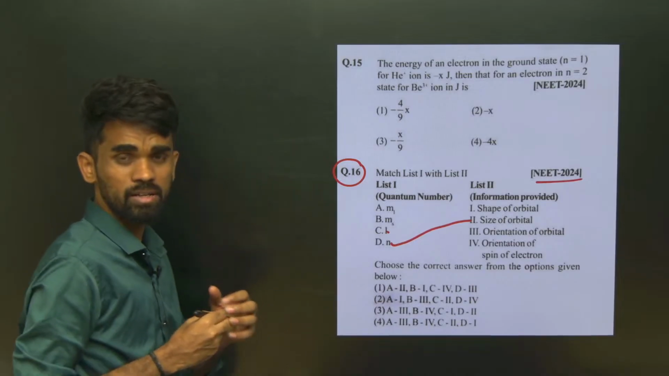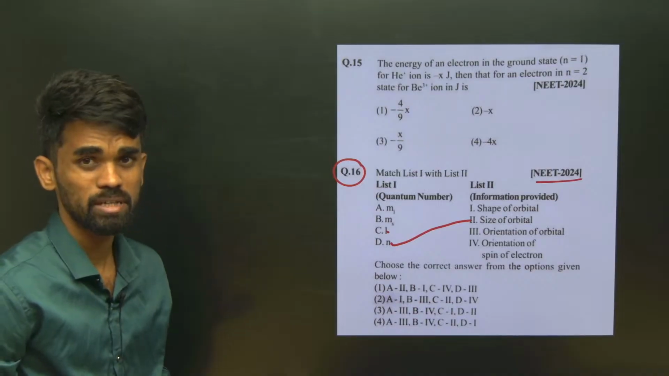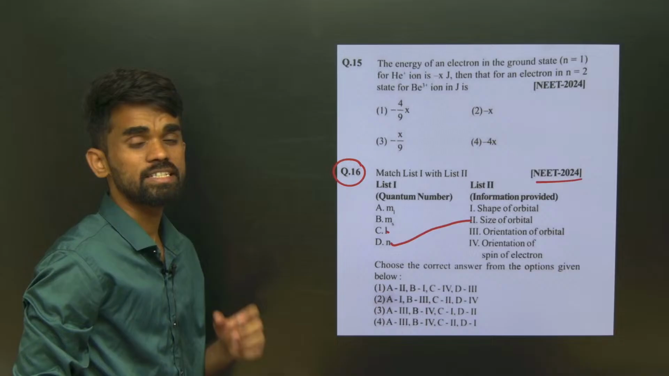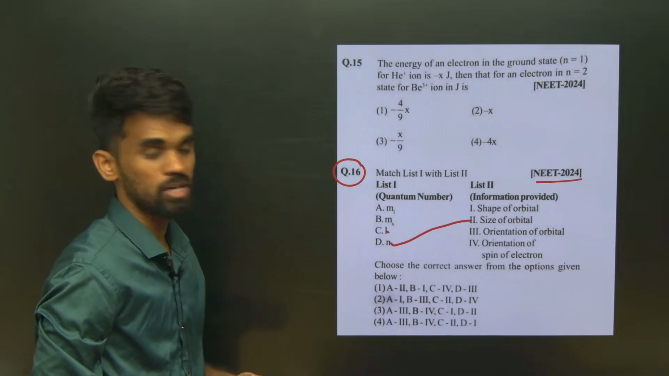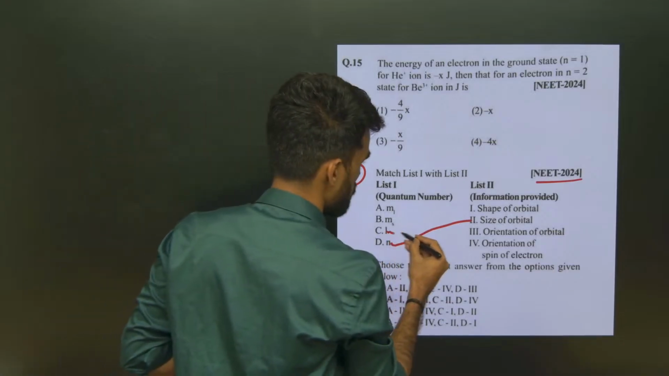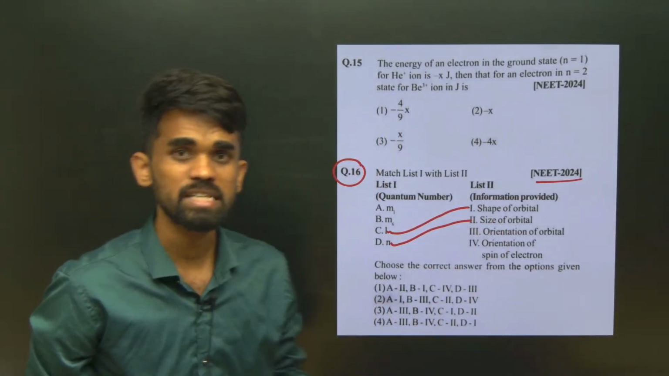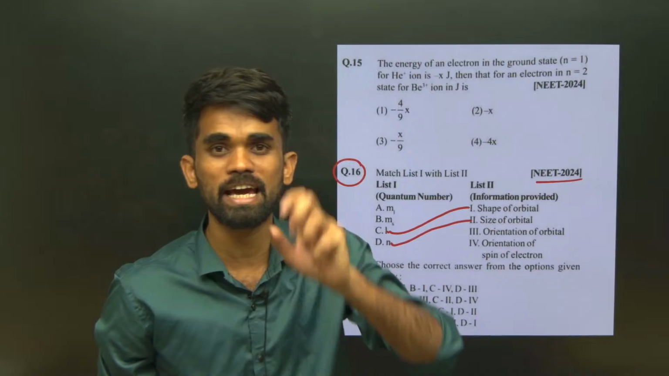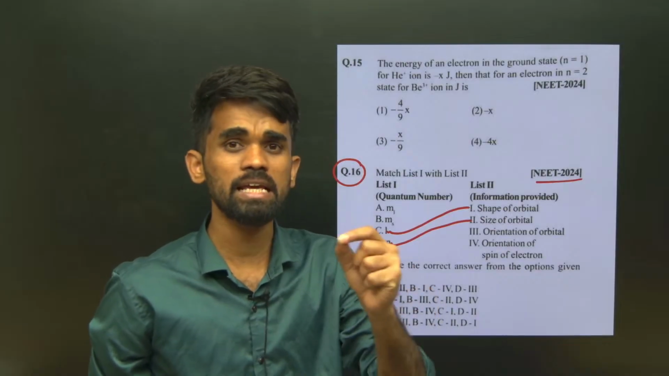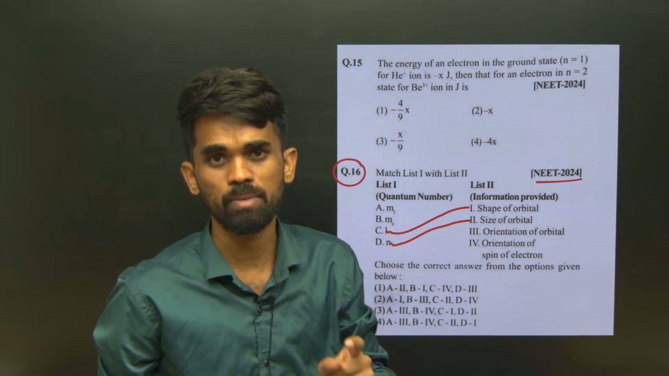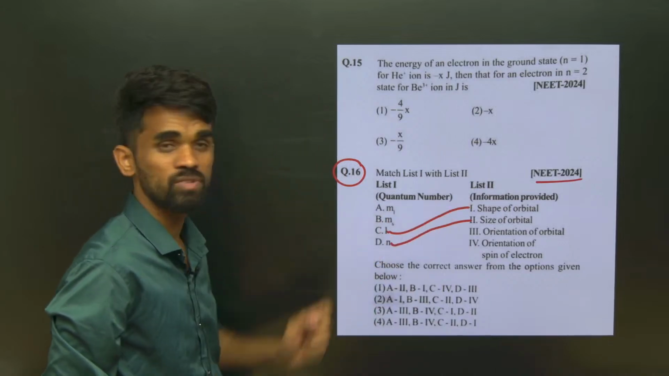Azimuthal quantum number or magnetic quantum number? It is azimuthal quantum number, or angular quantum number that says about shape of the orbital. What is the shape of the orbital? L gives the shape of the orbital. If L is 0, we are saying S orbital, which is having spherical shape. If L is 1, we are saying P orbital having dumbbell shape, like that now. So L gives shape of the orbitals.